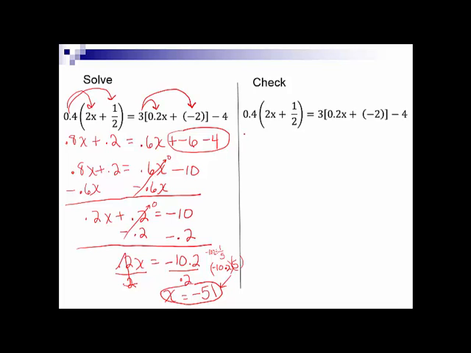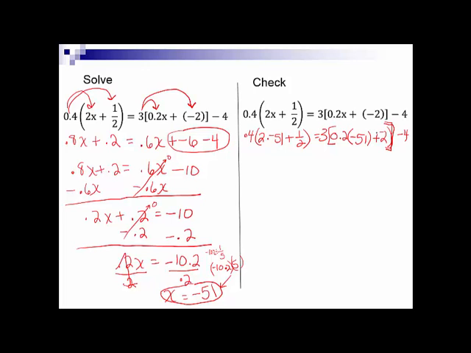Now to check that negative 51 is the correct solution, I'm just going to substitute in. So oops, that's not a negative, that's a 0.4. Sorry about that. So I'm just going to do 0.4. And then in parentheses, 2 times negative 51 plus 1/2. On the right-hand side, 3 within parentheses, 0.2 times negative 51 plus negative 2 in parentheses, and then minus 4 on the outside.